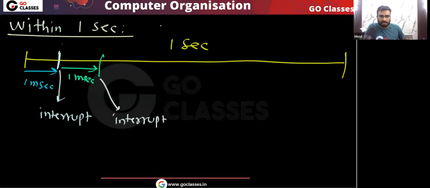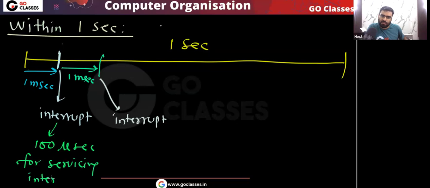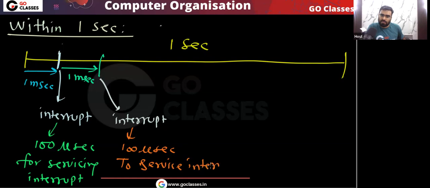Again, interrupt is coming. So you can see when the interrupt comes, 100 microseconds will be gone for servicing the interrupt. Very simple. Similarly, for servicing this interrupt also, 100 microseconds gone. So this is the idea. Every 1 millisecond interrupt is coming, and so on.